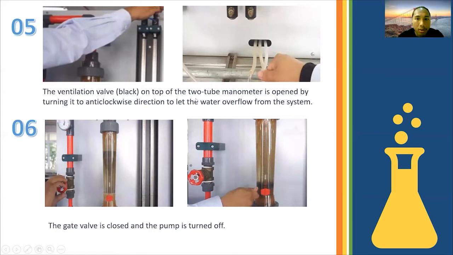On top of the two tube manometer, it is opened by turning it anti-clockwise to let the water overflow from the system. Here, the tube overflows. The sixth step is the gate valve is closed and the pump is turned off. The gate valve is closed and the pump will turn off.